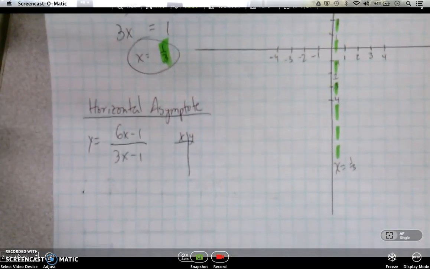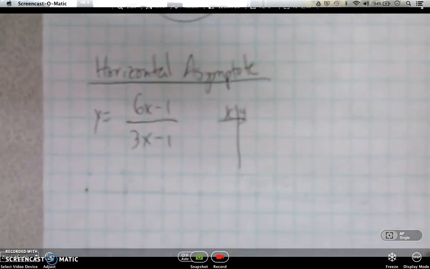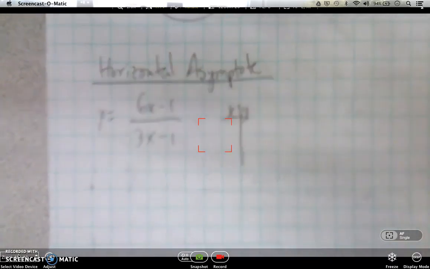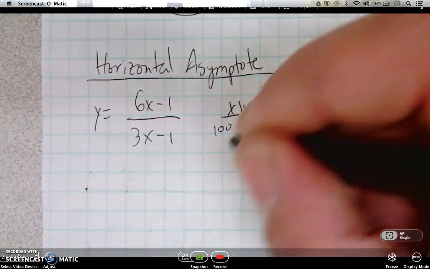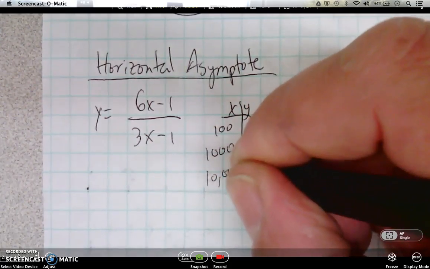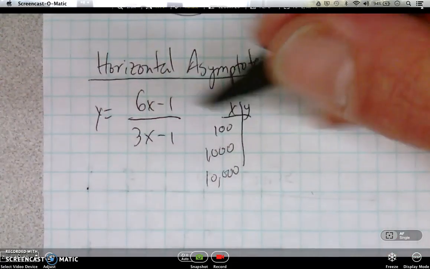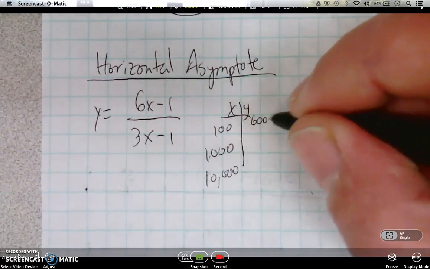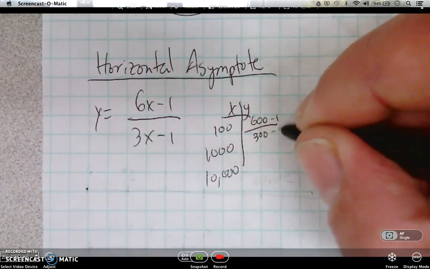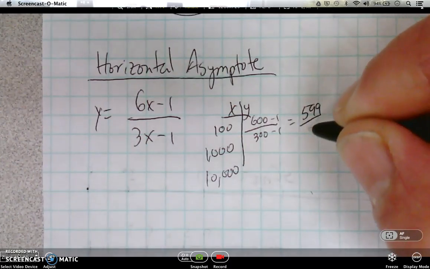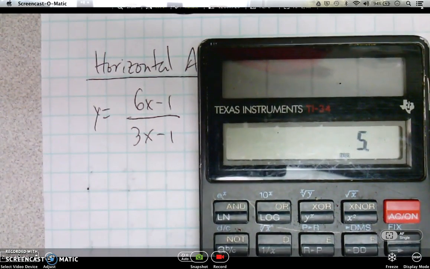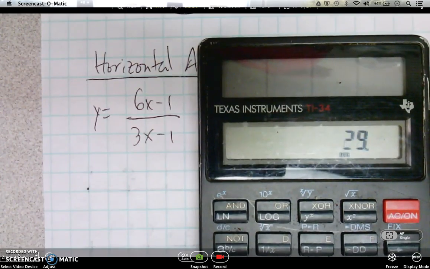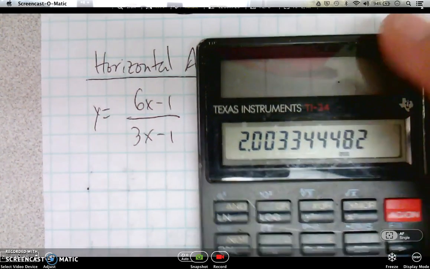So if we make a little table of values here, let's zoom in on that. We want to plug in numbers like 100 and 1,000 and even 10,000. If we plug in 100 here, we're going to get 600 minus 1 over 300 minus 1, or 599 over 299, which will be 599 divided by 299. It's really close to 3.